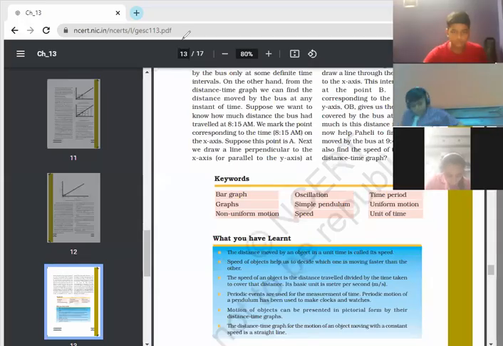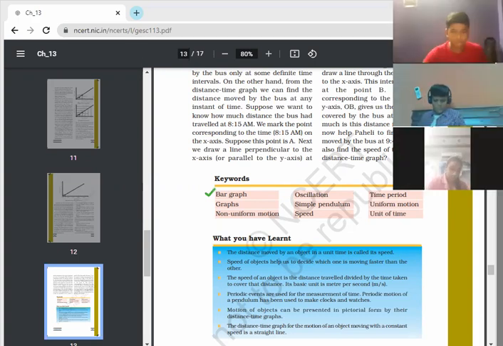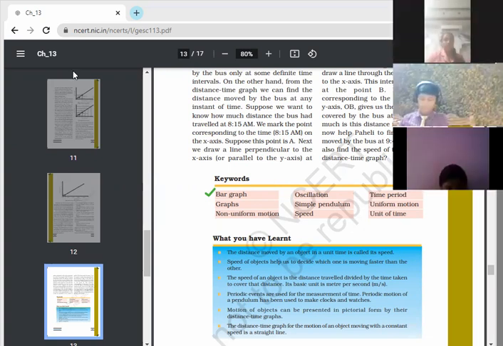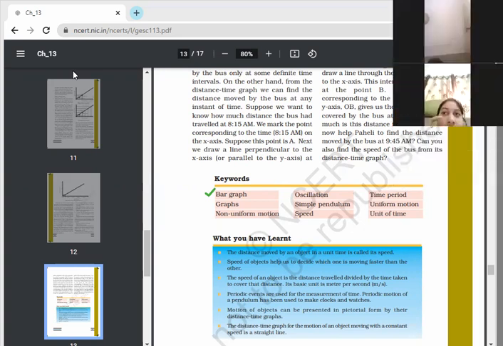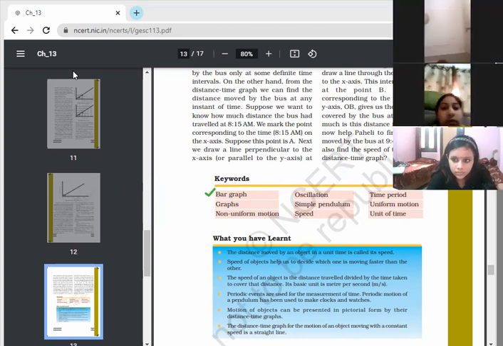Okay, children, the first word is bar graph. Yes, Lavish, give the meaning of bar graph. The graph in which data are represented by rectangular columns is called a bar graph. Okay, simply, it is the graph in which the data is represented in rectangular columns.